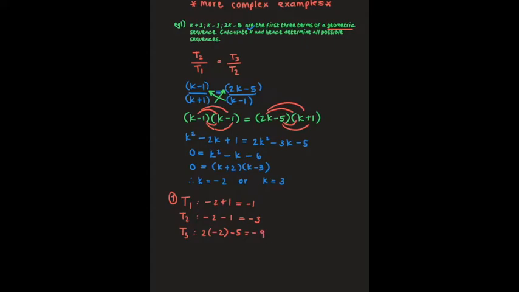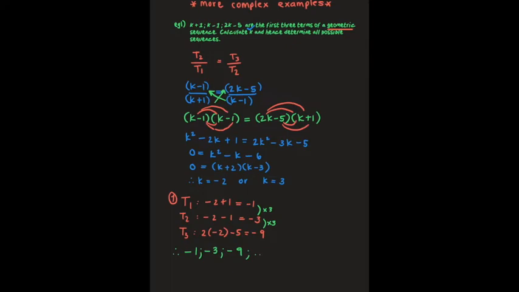This looks good because, as you should be able to see, we're multiplying by 3 each time. So my constant ratio would be 3. That pattern's looking good. The pattern would be minus 1, minus 3, minus 9.